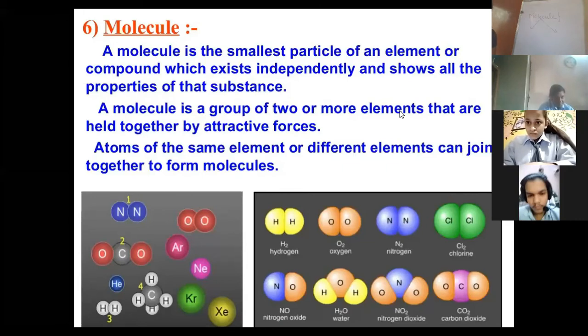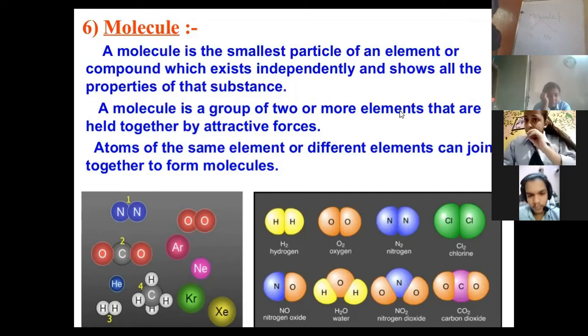When an atom exists alone, it can be called an atom as well as a monoatomic molecule. For example, noble gases like helium and neon exist as a single atom. They don't require anyone. So their molecules are monoatomic, because they have independent existence. They can exist in the atomic form.